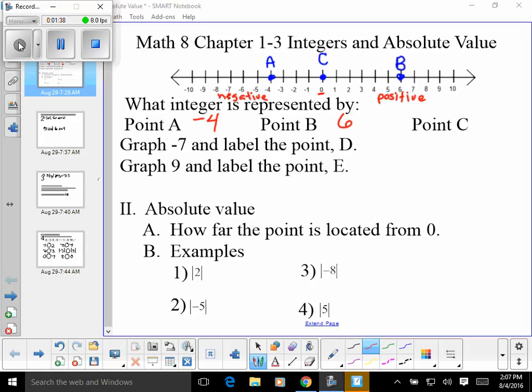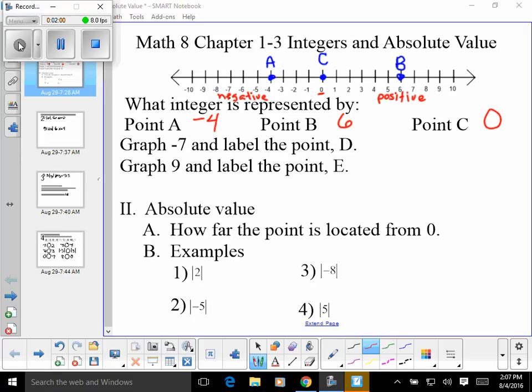Now point C is right at 0, and you will note that 0 also does not have a symbol. Now most books tell you that 0 is not a positive integer or a negative integer, it's just kind of in the middle of the number line. But we do not use a symbol there.